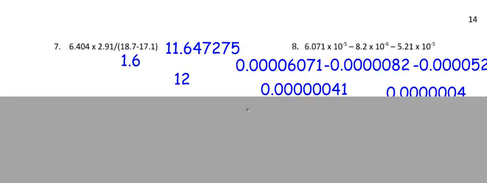So I'm not sure if you've done 7 and 8 yet. If you haven't, pause this and try it. If you've already done it, let's go over it.